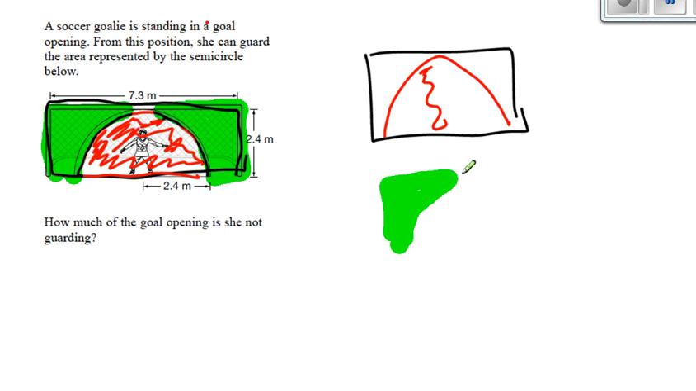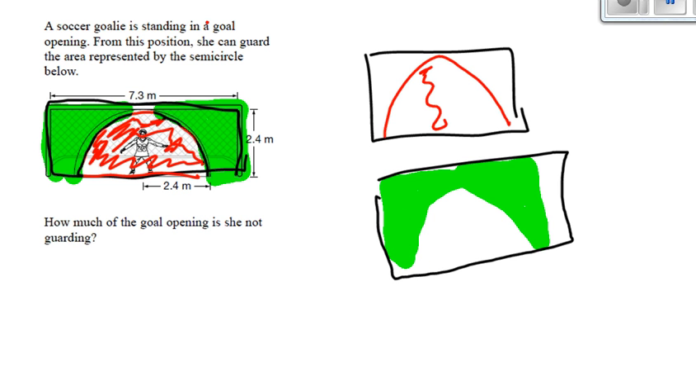So the pieces that are not represented by the semicircle. So this is what I want, and as you can see, it is a rectangle where someone took a piece out, and that piece is a semicircle. So this is a subtraction question.